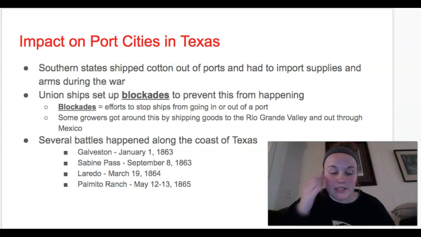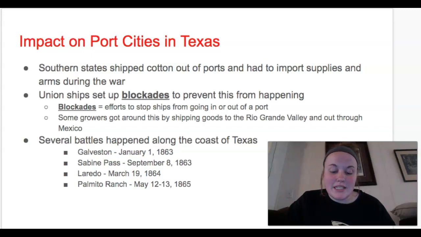As the war went on, Texas soldiers faced troops in several battles along the coast. In October 1862, Union troops captured Galveston, the state's largest port. By January, though, Confederate soldiers had taken it back.